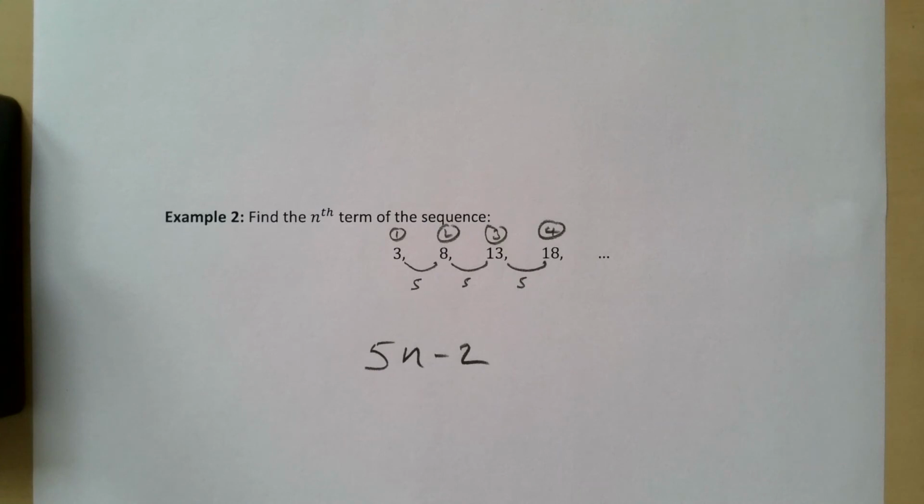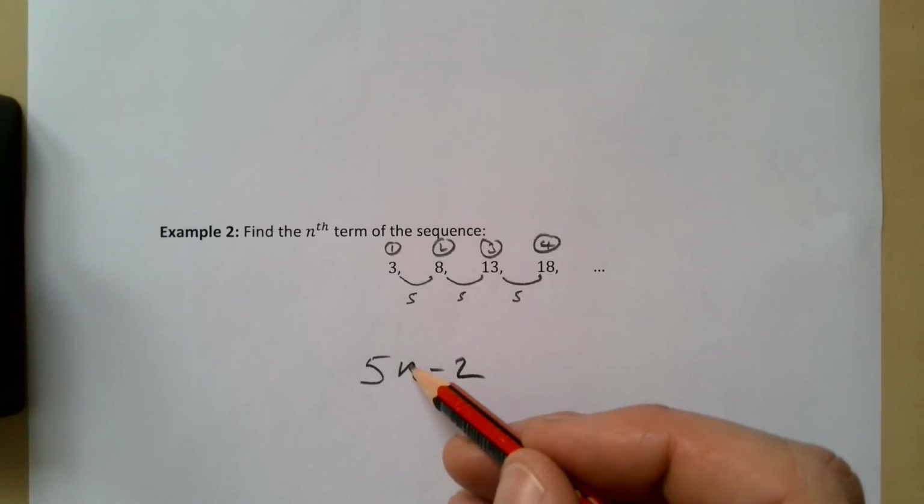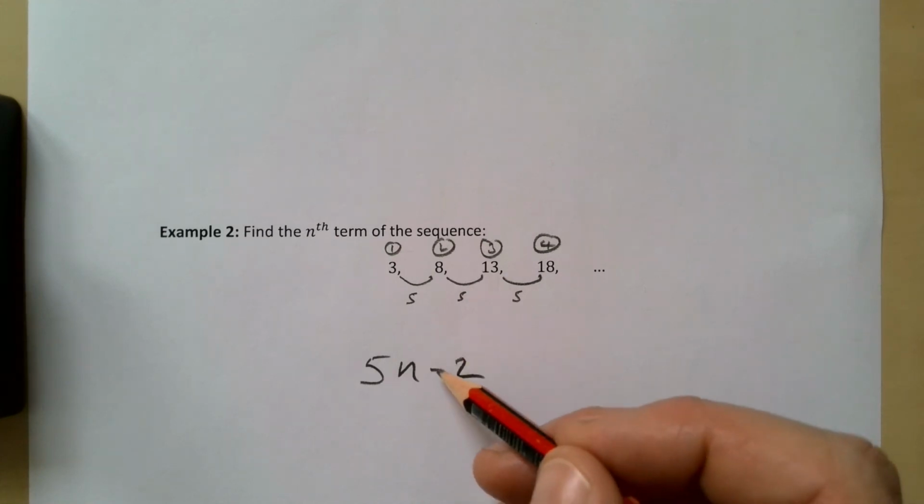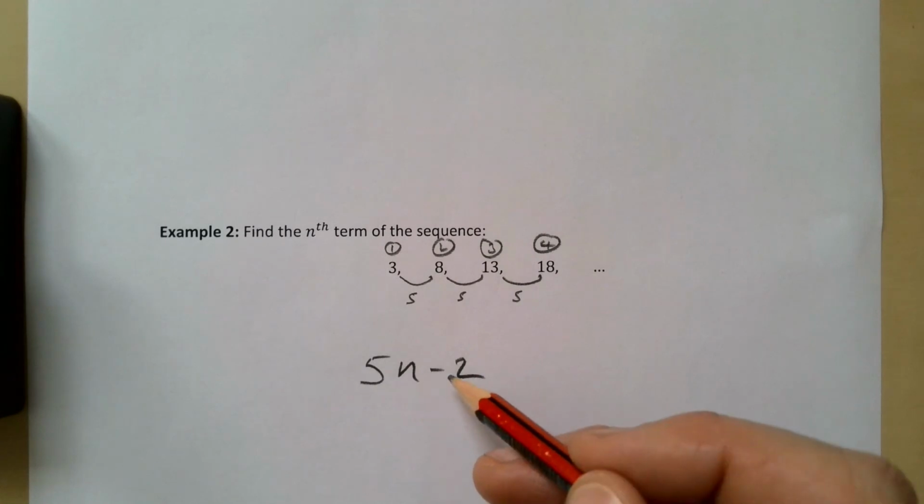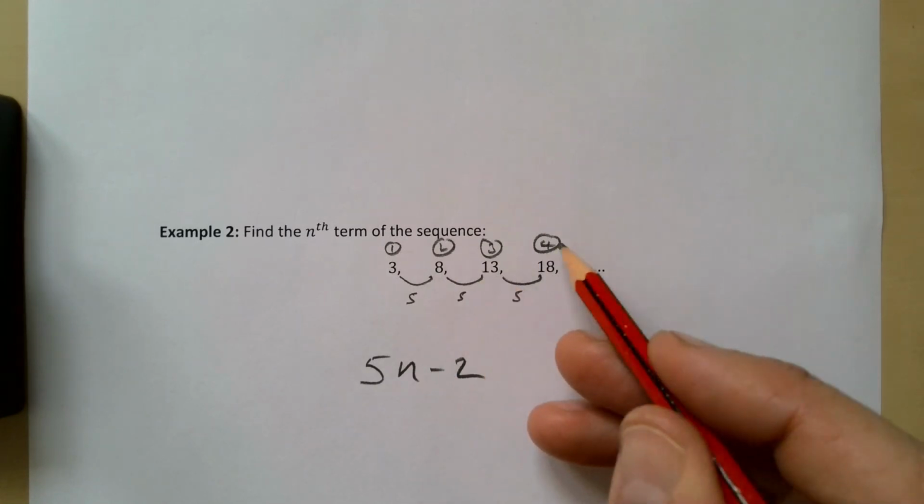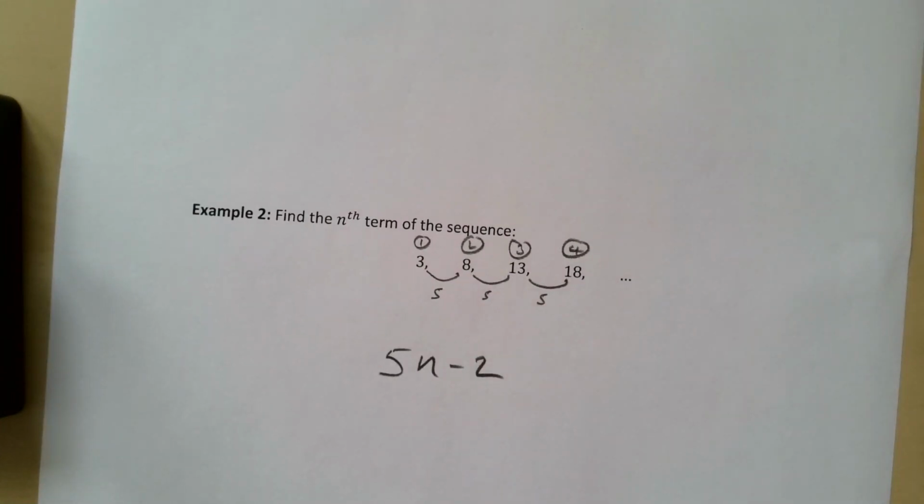Let's check and see it works for the other numbers. Try for the number 2. 5 times 2 gives me 10. 10 take away 2 gives me 8. Try it for 3. 5 times 3 is 15. 15 take away 2 is 13. And then 5 times 4 is 20. Take away 2 is 18. So 5n minus 2 works for us.